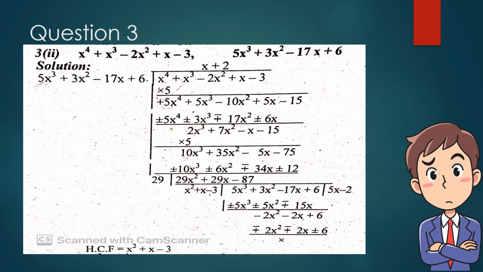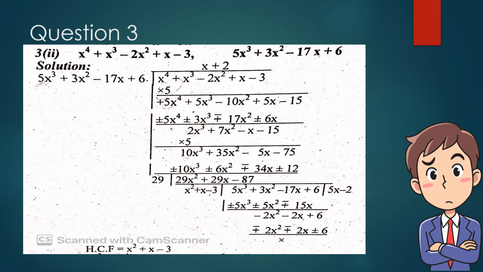So now you have 10x cube plus 6x square minus 34x plus 12. Now you can see that by changing the sign we will get 29x square plus 29x minus 87. Now you can see that inside the division sign we have a smaller degree. Outside the division sign we have x cube, while inside we have x square. So we will take 29 common and we will be left with x square plus x minus 3. So now you will be dividing the first polynomial with x square plus x minus 3.